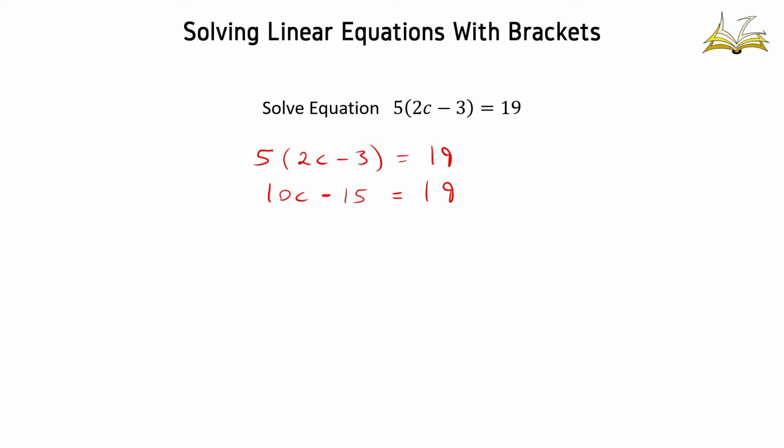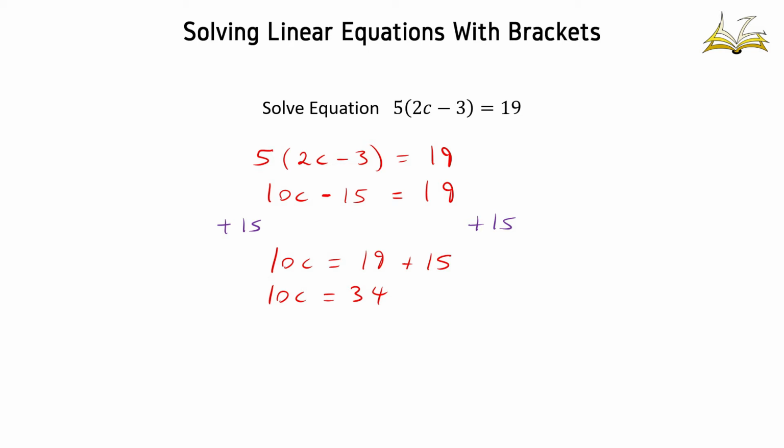So the opposite of minus 15, or taking away a 15, is adding a 15, and that's what we'll do to both sides, add 15. The equation now becomes 10c is equal to 19 plus 15. So 10c is equal to 34.